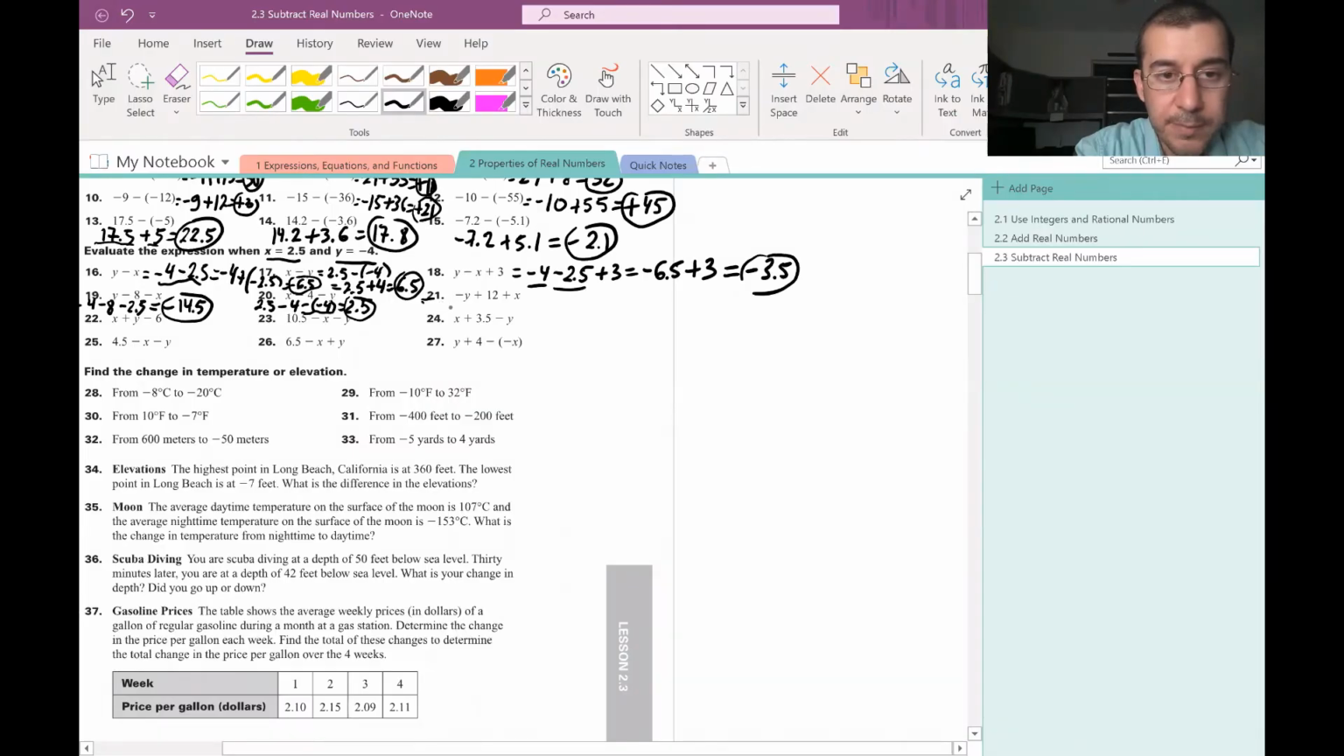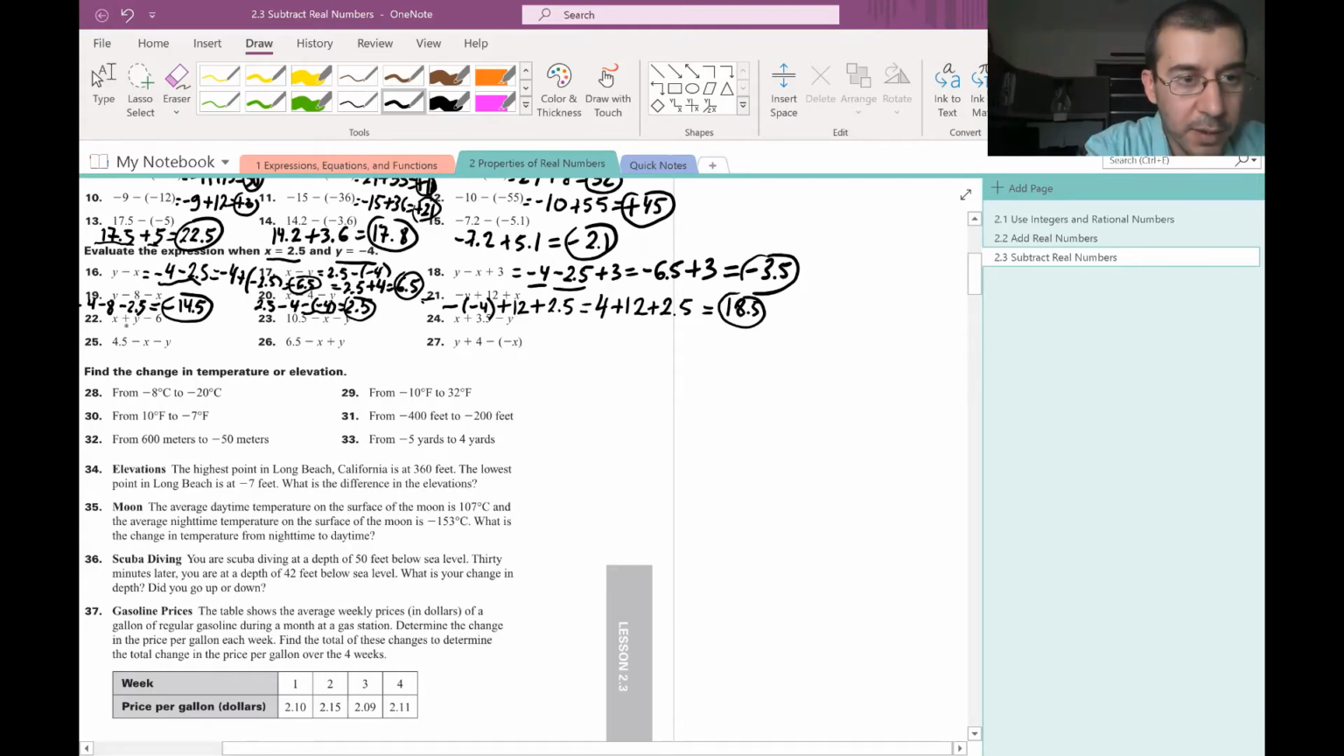Next one is 21. Minus y is minus -4, plus 12, and plus x is 2.5. Minus -4, that's +4, plus 12, and plus 2.5. So 12 plus 4, that's 16, 17, 18, 18.5. So this is 18.5.